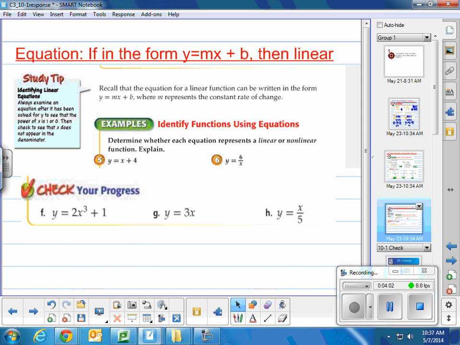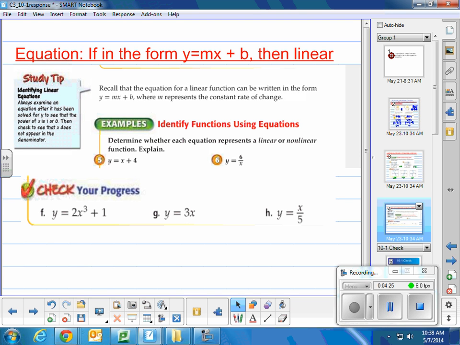Lastly, we are going to look to see if an equation is linear or not. We learned in Chapter 9 that a linear equation can be written in the form y equals mx plus b. So if we look at these equations, if they are in that form or can be written in that form, it is linear. Off to the side, you'll also see a study tip.